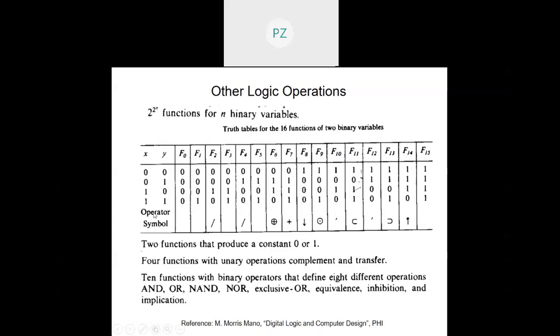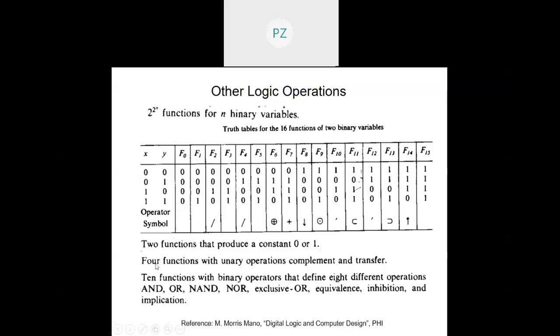So x, y, these are the possible input combinations. Now f0 will have all zeros, f1 will have 0, 0, 0, 1, f2 will have 0, 0, 1, 0, then 0, 0, 1, 1, 0, 1, 0, 0, all these up till 1, 1, 1, 1, right? So these are the 16 possible different functions. Out of these, two functions produce a constant 0 or 1: this one produces a 0, and this one produces a 1.